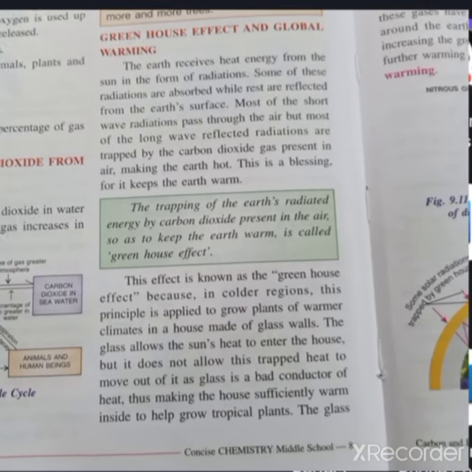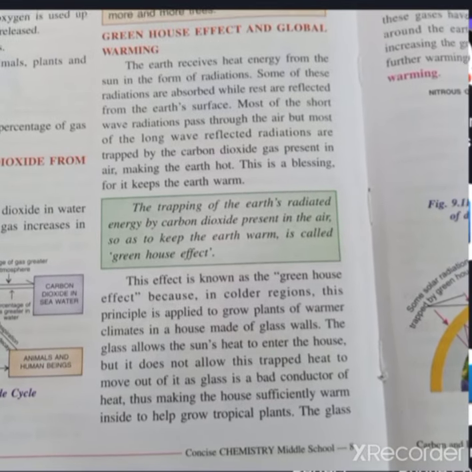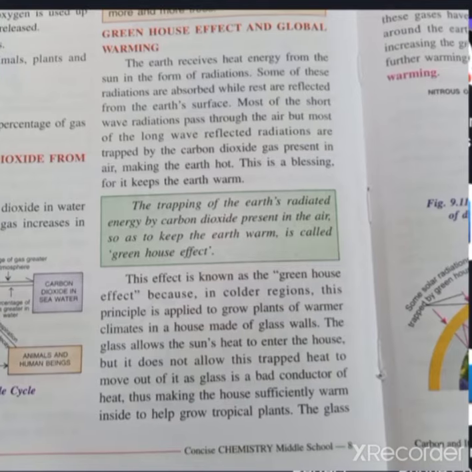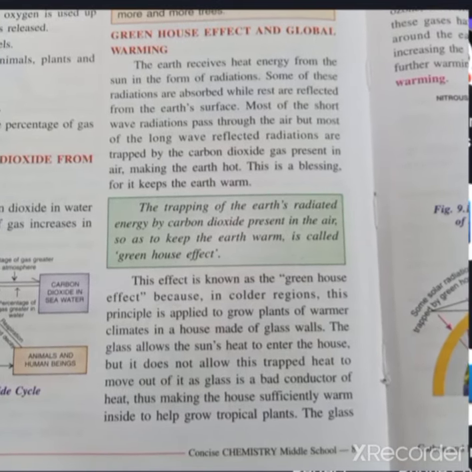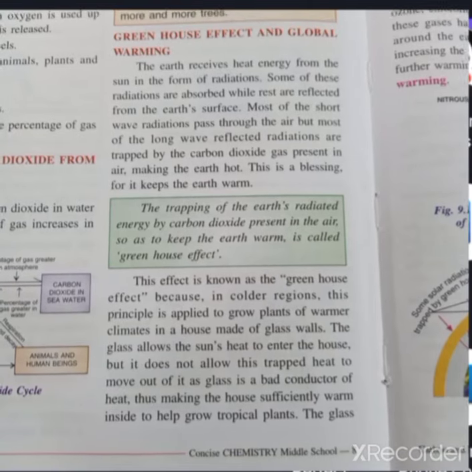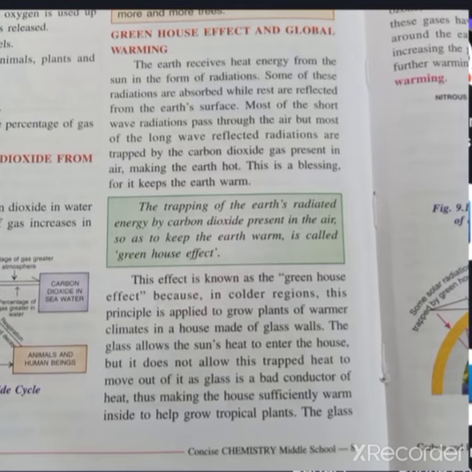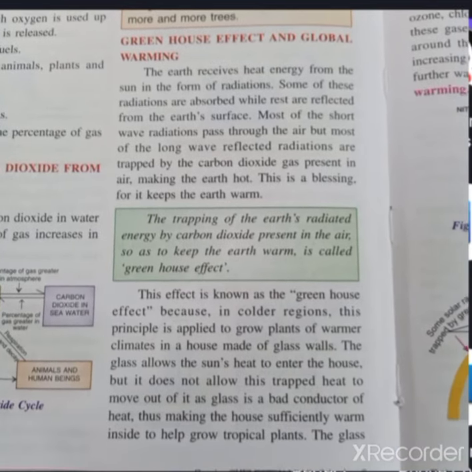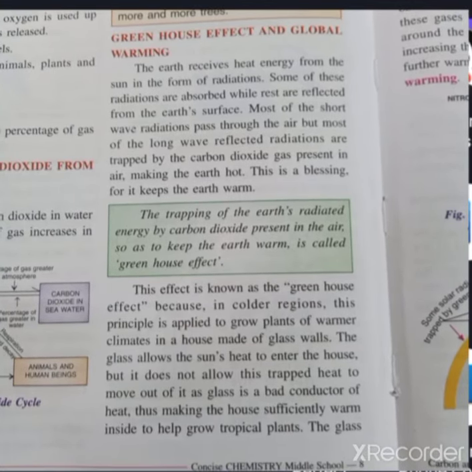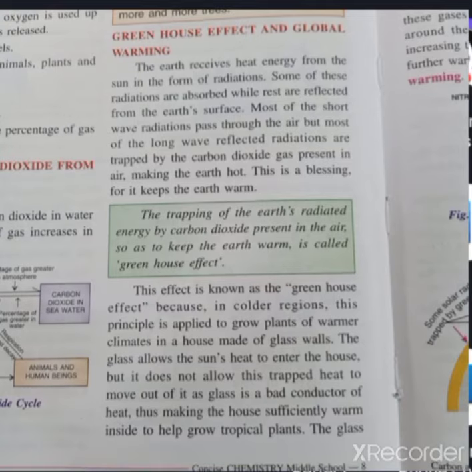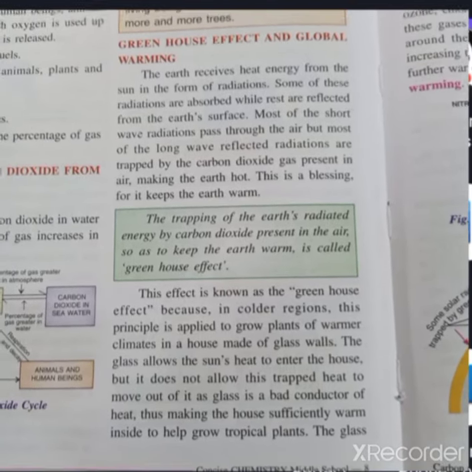The Earth receives heat energy from the sun, right? In the form of radiations, and some of these radiations are absorbed and the rest of them are reflected back. Most of the short wave radiations pass through the air, but long wave reflected radiations are trapped by carbon dioxide. Some waves are trapped by carbon dioxide present in the air. This makes Earth hot. Okay, so this is a blessing as it keeps the Earth warm.